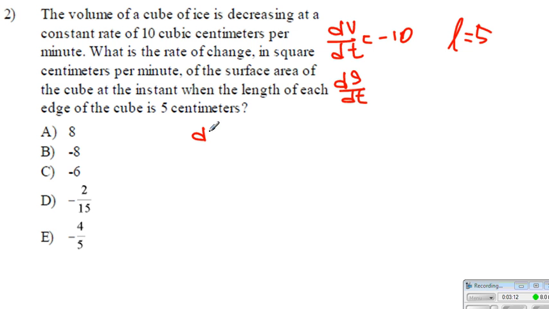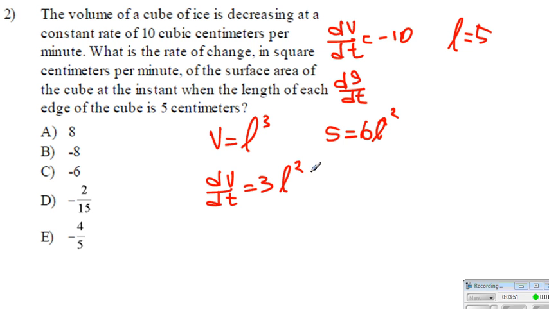And once again, dV/dt must be equal to, sorry. In order for us to get the dV/dt, we are looking at V must be equal to L cubed. And then surface area, as we know, must be 6L squared. Now when you take the derivative of each, we get to realize dV/dt equal to 3L squared dL/dt. And dS/dt is equal to 12L dL/dt.